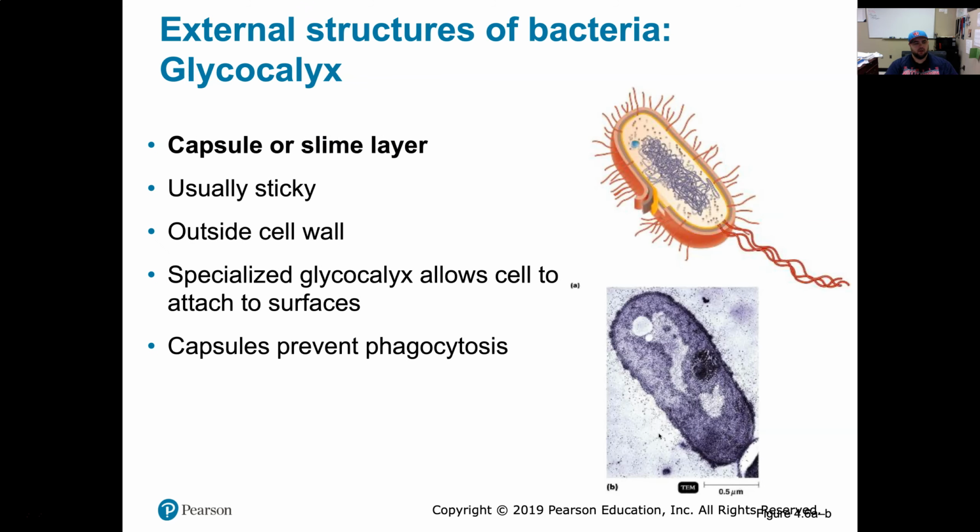All right. Hopefully everyone's clear on this. A capsule is the glycocalyx wrapped tightly around the outside of the cell. A slime layer is loosely around the cell, and it helps create a biofilm.